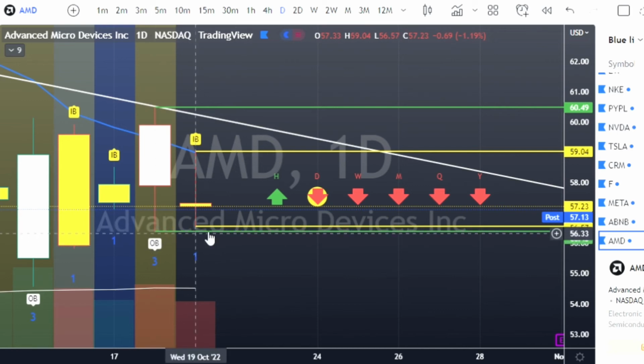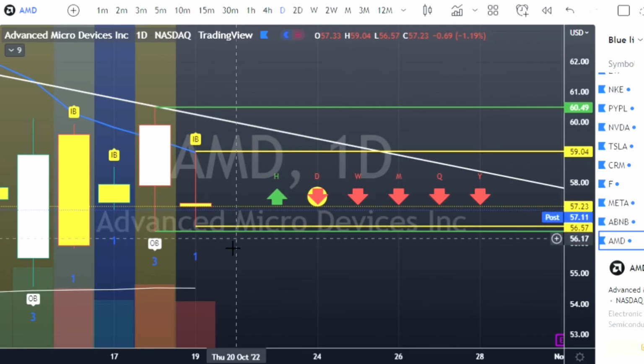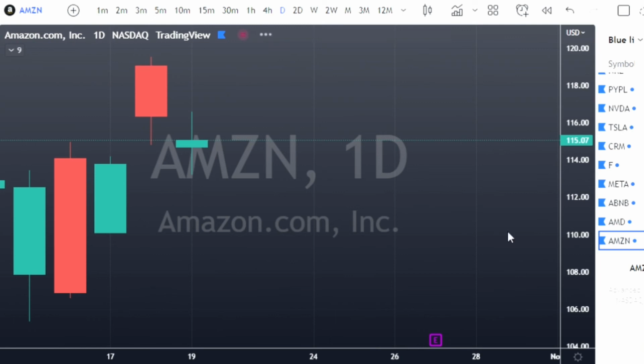And a lot of times when we have these guys, what will happen is we'll open, we'll trigger, we'll target, we'll just come below, and then we'll run back up, and you'll never see that target again. So be very cautious, and make sure your stops are tight on AMD.